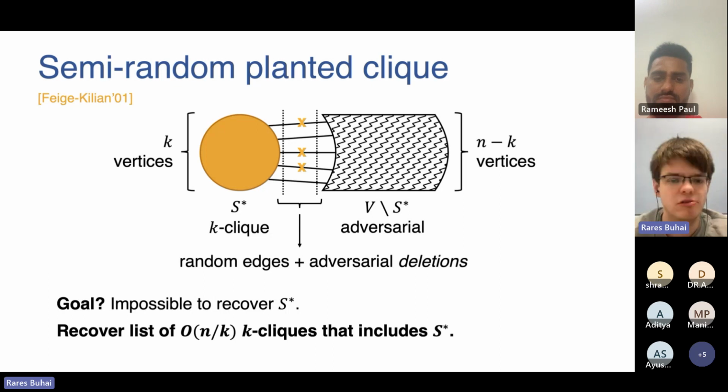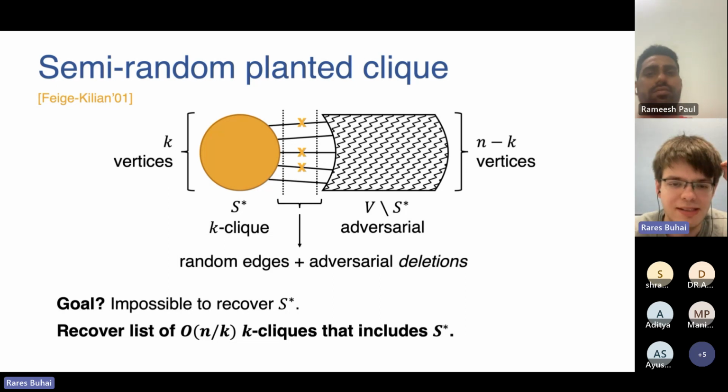So the goal that we focus on is to recover a list of K cliques that includes S star. And we want this list to have size at most n over K. As I said before, the adversary could put up to n over K completely indistinguishable K cliques here, so we cannot hope for a smaller list than n over K. And it turns out that n over K is enough, we will be able to achieve n over K. So I hope it's clear what we are trying to do and what the model is.